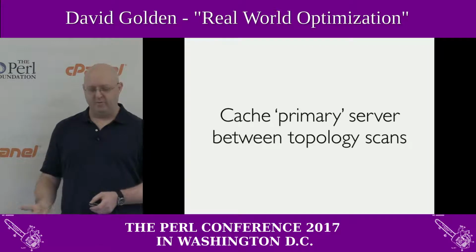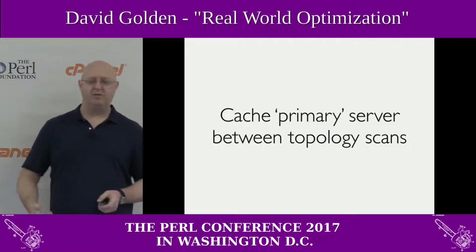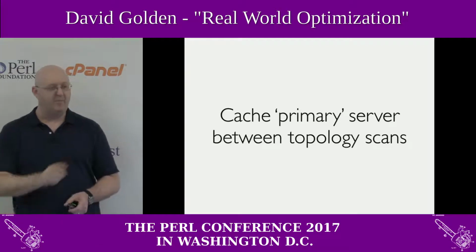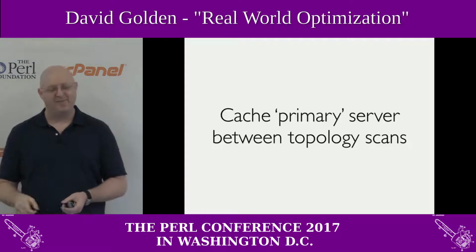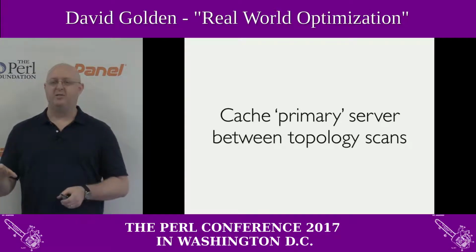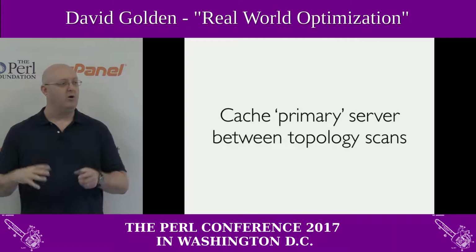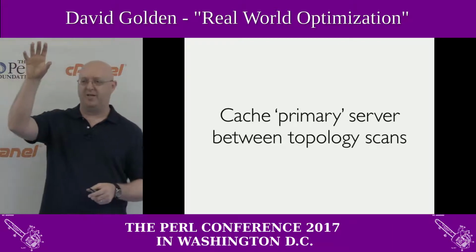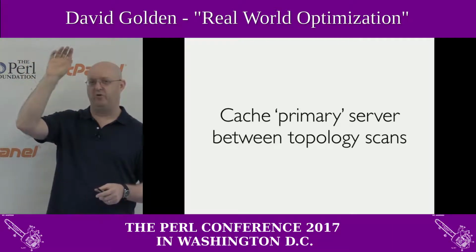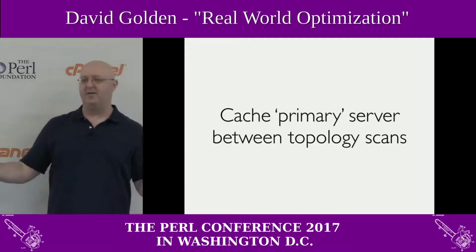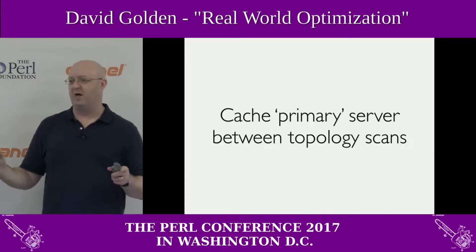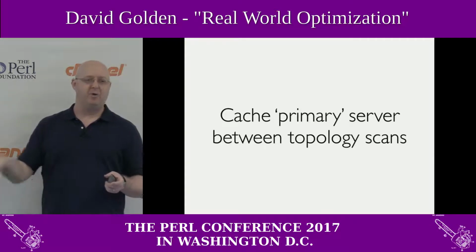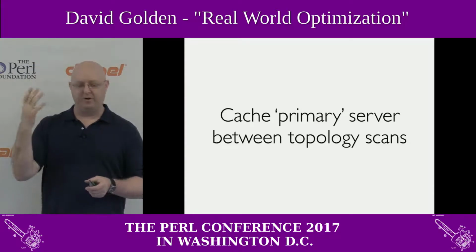Caching the primary server between topology scans. This requires a little bit of explanation, which I was going to skip, but since I'm ahead of schedule, I'll explain it. So MongoDB operates in a mode we call replica set, where you have a primary server which takes writes and where you should do most of your reads, and secondaries which are getting replicated copies of all the operations and can step up into the primary role if the primary goes down.